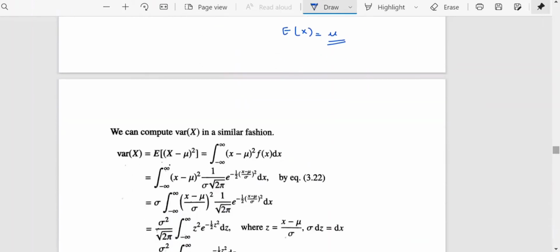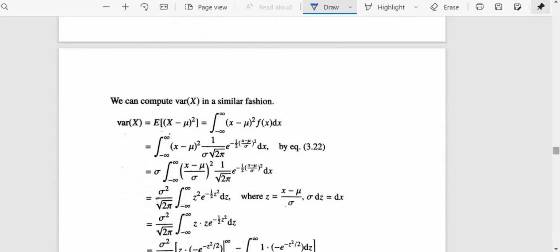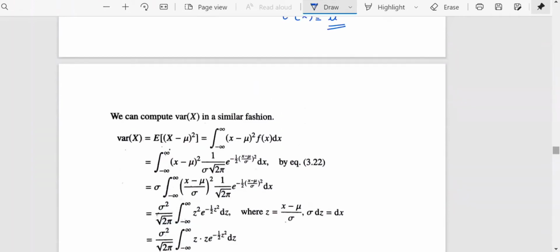Now let's compute variance of x. We will get expectation of (x minus mu) the whole square. We will get the integral from minus infinity to infinity of (x minus mu) the whole square times f of x dx, where f of x is 1 by sigma root of 2 pi e raised to minus 1 by 2 ((x minus mu) by sigma) the whole square.